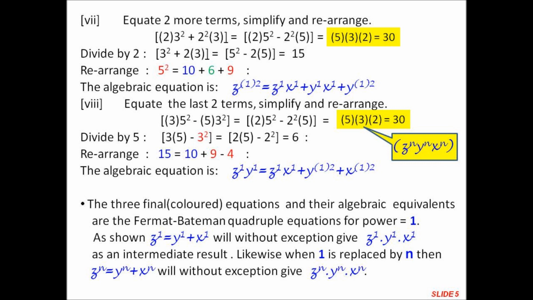As shown, z to the power 1 equals y to the power 1 plus x to the power 1 will, without exception, give the composite z to the 1 times y to the 1 times x to the 1 as an intermediate result. Likewise, when 1 is replaced by n, then z to the power n equals y to the power n plus x to the power n will, without exception, give the composite z to the power n times y to the power n times x to the power n, highlighted yellow.